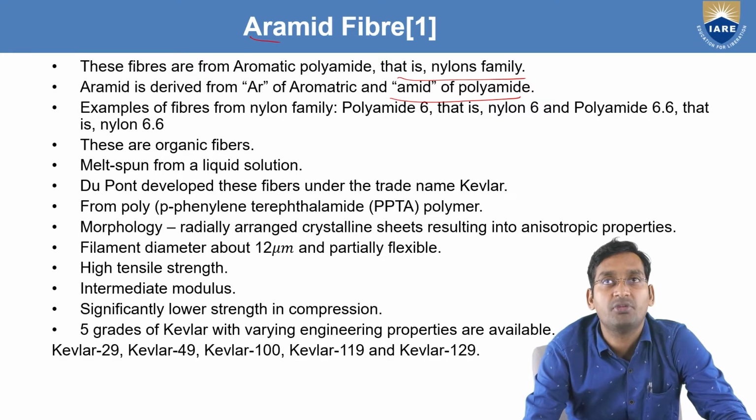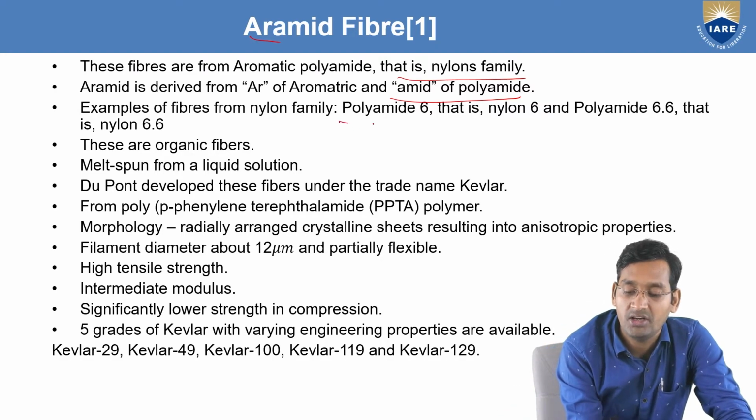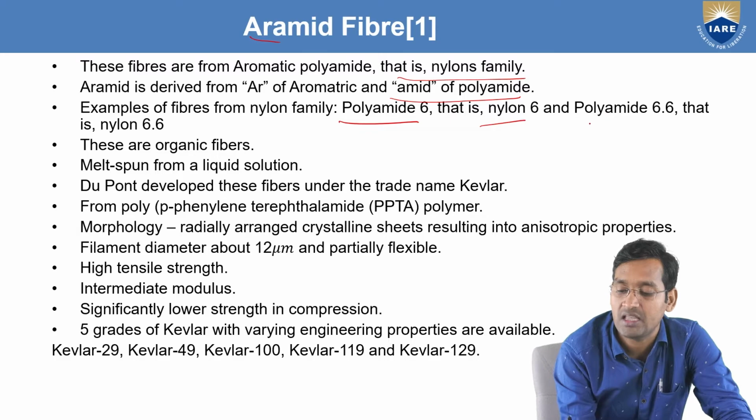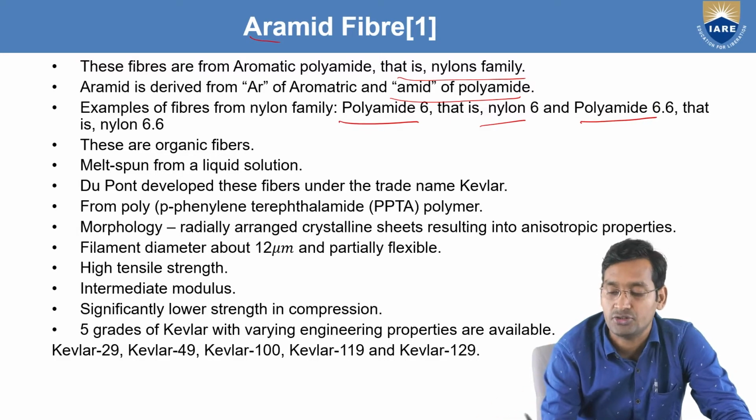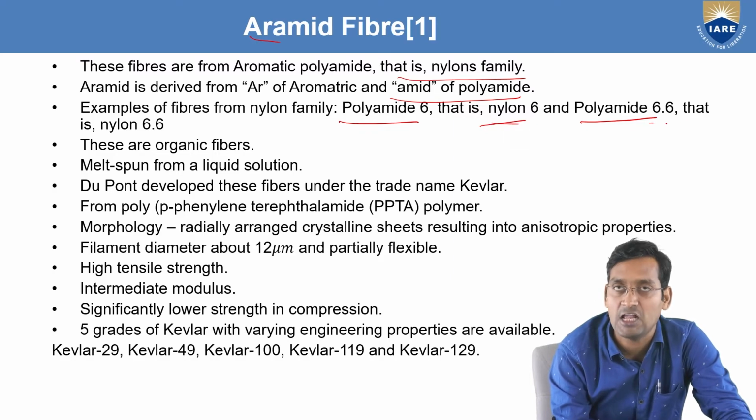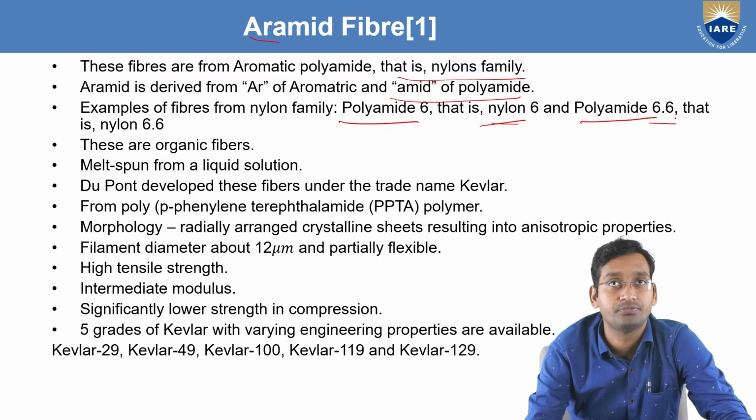Examples of fiber from the nylon family: polyamide 6, that is nylon 6, and polyamide 6 6, that is nylon 6 6. So nylon 6 and nylon 6 6 are what we are using for this one. These are organic fibers, melt spun from a liquid solution.